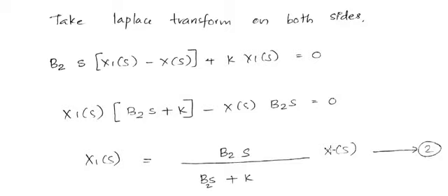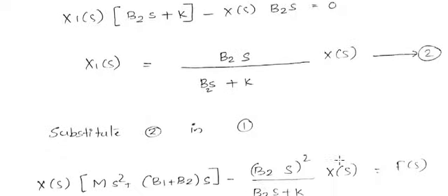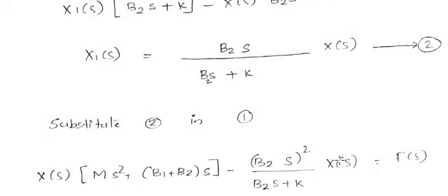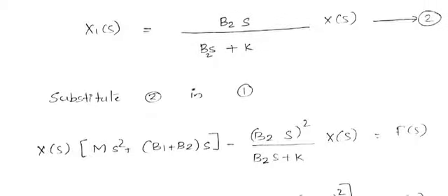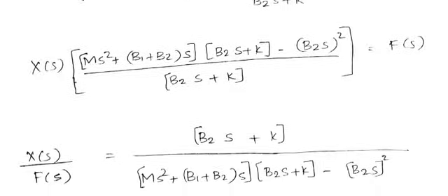Now we have to substitute this equation 2 in equation 1. So on substituting equation 2 in 1, we will get X(s) into [Ms square plus (B1 plus B2)s minus (B2s) whole square by (B2s plus K)] equal to F(s). So taking LCM and multiplying, finally we will find the transfer function X(s) by F(s), which is equal to (B2s plus K) by [Ms square plus (B1 plus B2)s into (B2s plus K) minus (B2s) whole square]. So this is the final answer.